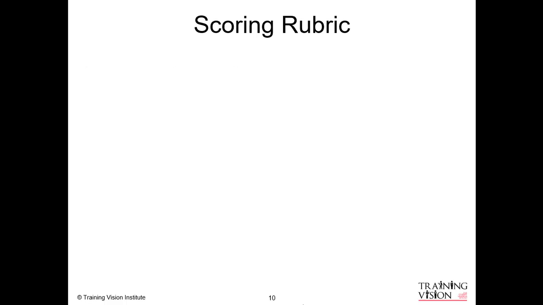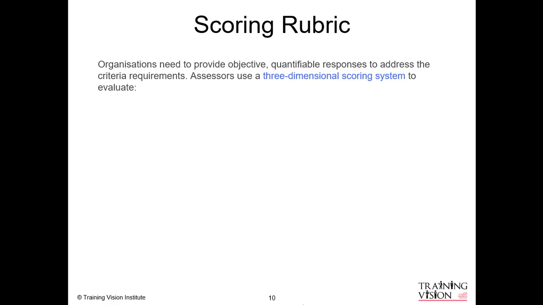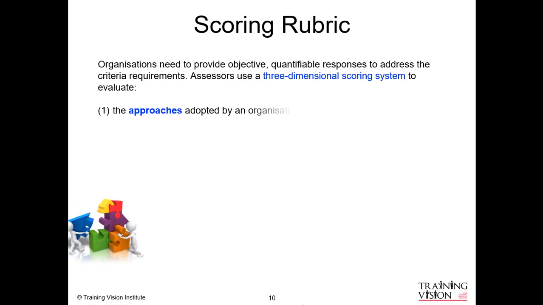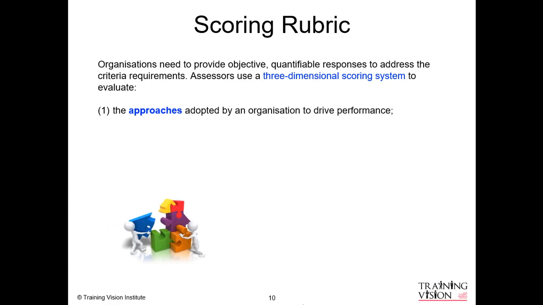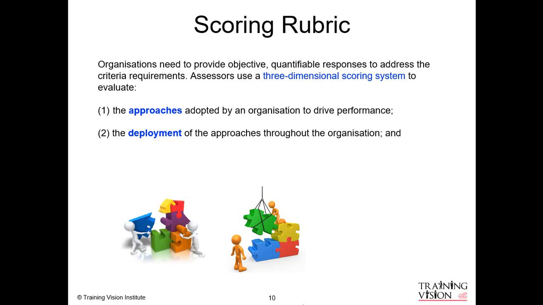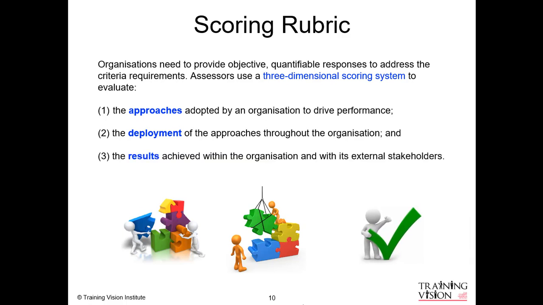Next, let's look at the scoring rubric. Organizations need to provide objective, quantifiable responses to address the criteria requirements. Assessors use a 3-dimensional scoring system to evaluate 1. The approaches adopted by an organization to drive performance. 2. The deployment of the approaches throughout the organization. And 3. The results achieved within the organization and with its external stakeholders.